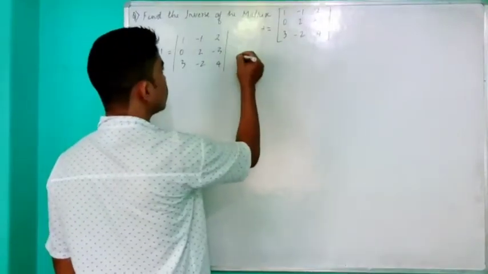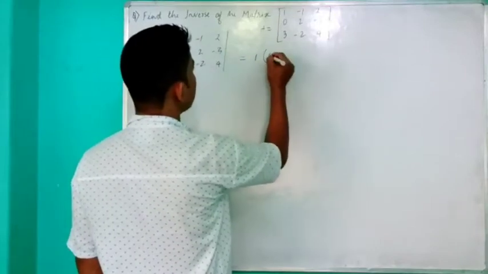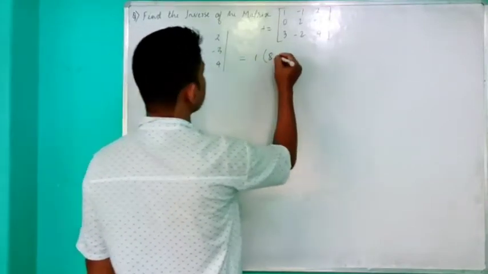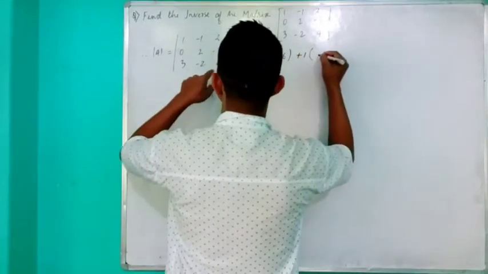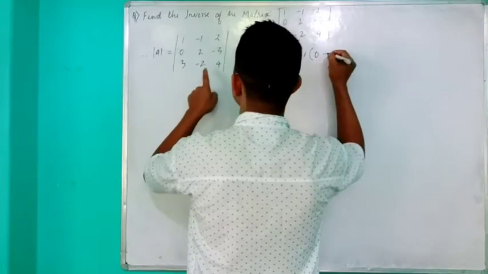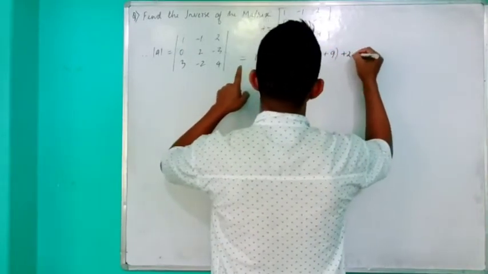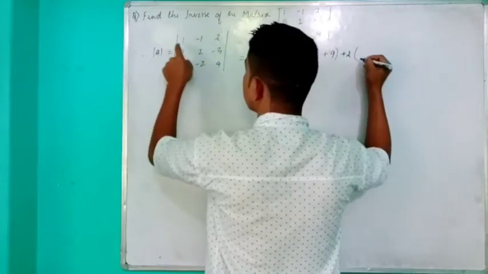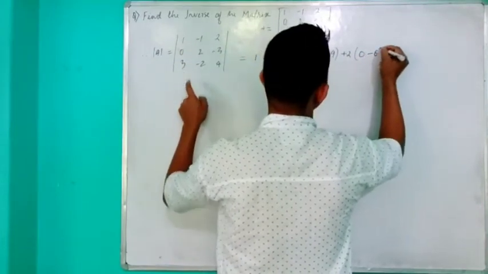So the value of this determinant, I will expand it. It will be 1 into, so 2 4 is 8, 3 2 is 6, so minus 6. Then again plus 1, so this and this go away, so 0, plus 3 3 is 9, and then finally plus 2, and these elements go away, 0 into 2 is 0, 2 3 is minus 6.